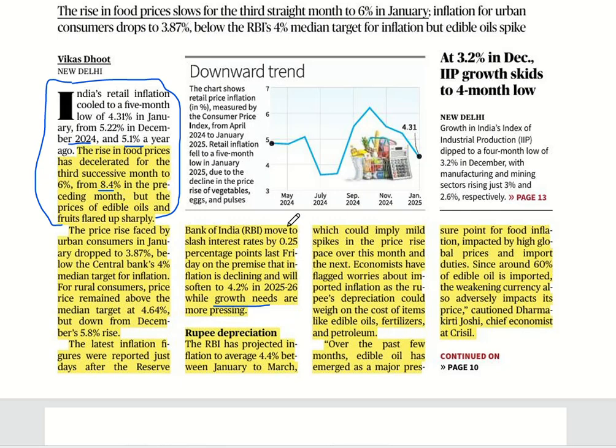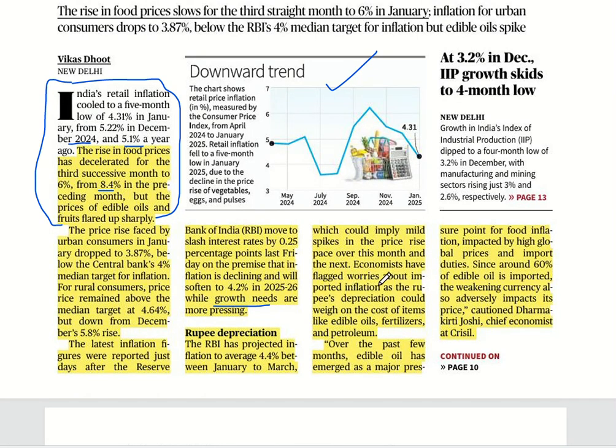You just need to check the data. This is just the retail inflation rate, what it is, and the factors behind its decrease. You just need to understand the topic as well as rupee depreciation. The RBI projected inflation to average 4.4% between January and March, which could imply mild spikes in the pace of price rise over this month and the next.